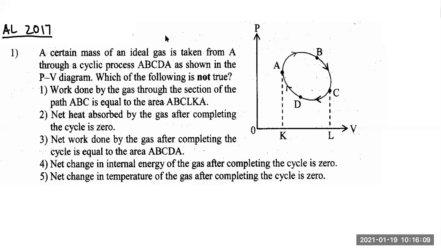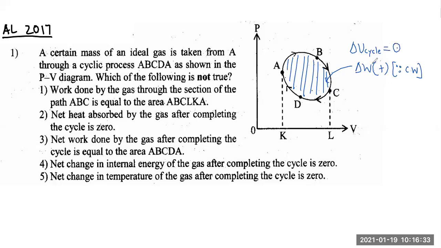Before we go to the answers, a few things we can decide. First of all, you can find the area of this, and you can say delta W is a positive value because it is clockwise, correct? It's clockwise. Therefore, it's a positive value. And delta U for the whole cycle, we all know, again the same concept, is zero. If you start at A and come back to A, delta U will be zero.